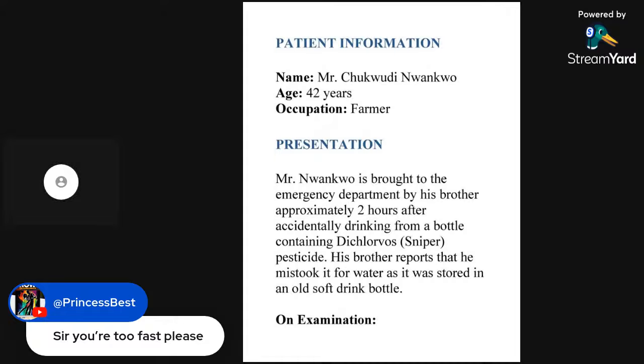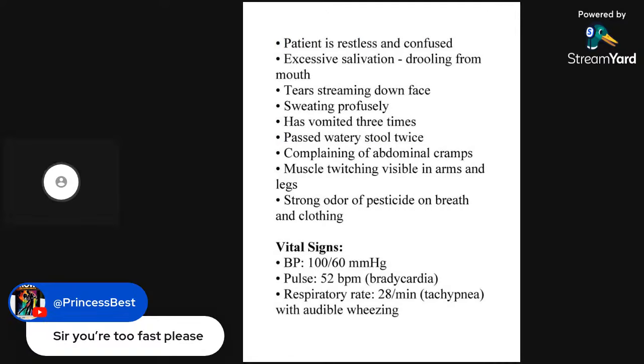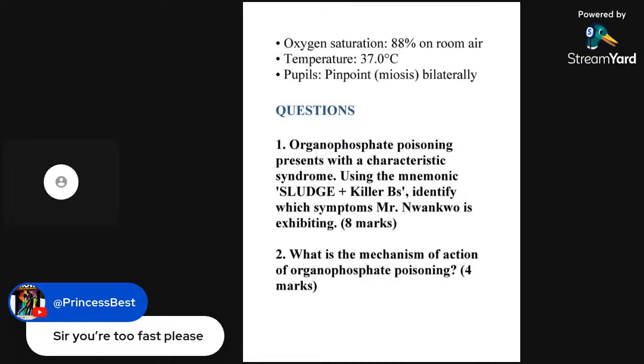You understand? So on examination, the patient is restless, confused, with excessive salivation, drooling. Remember I told you SLUDGE? SLUDGE is the acronym for the symptoms of organophosphate poisoning, and Sniper is an organophosphate. Tears, sweating profusely, has vomited 3 times, passed watery stool, and so on. Question: organophosphate poisoning presents with a characteristic syndrome using the mnemonic SLUDGE. Identify which symptom Mr. Nwankwo is exhibiting.